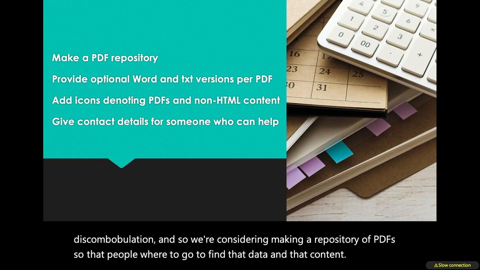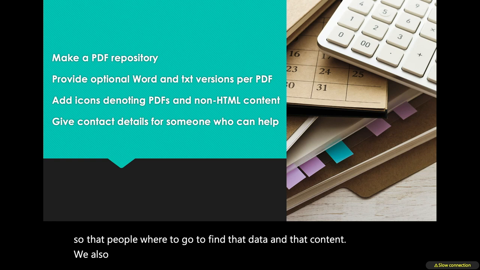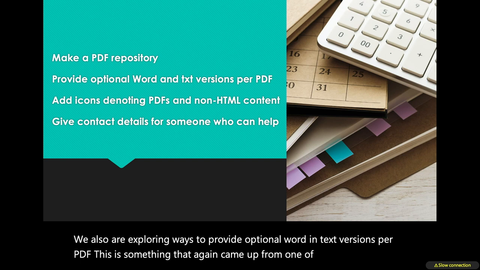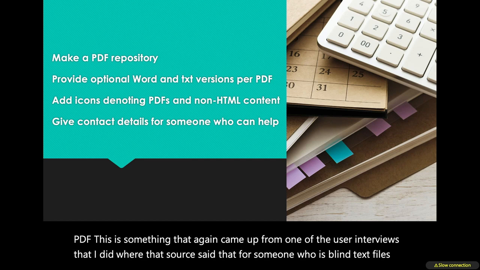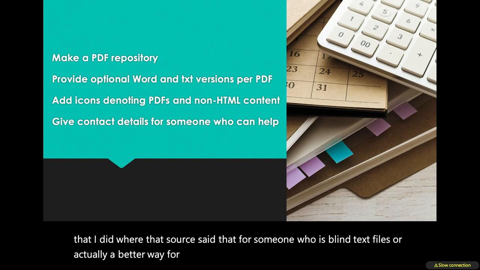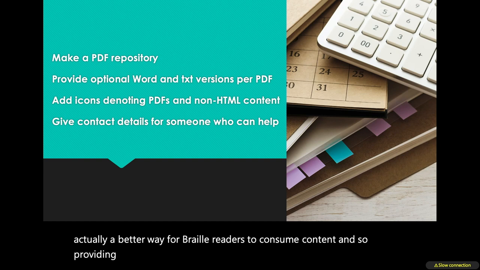We also are exploring ways to provide optional Word and text versions per PDF. This is something that, again, came up from one of the user interviews that I did, where that source said that for someone who is blind, text files are actually a better way for Braille readers to consume content, and so providing alternative formats for PDFs can be a good solution for compliance.